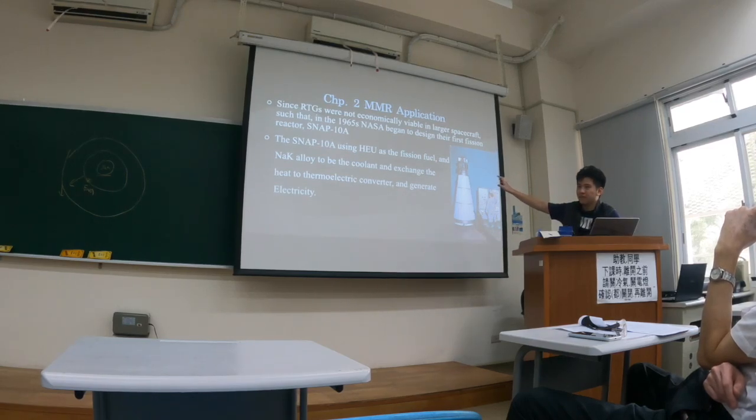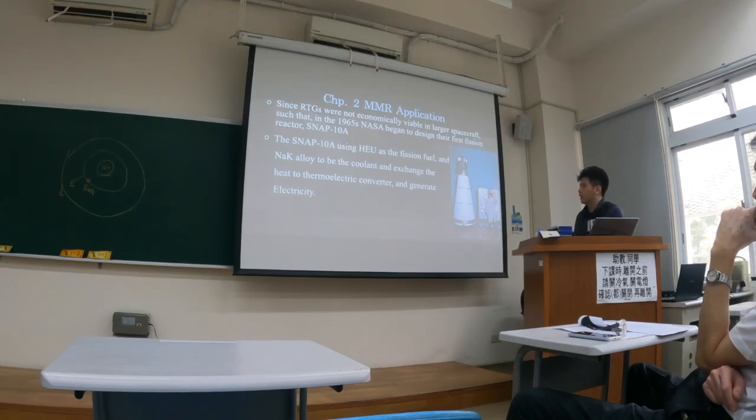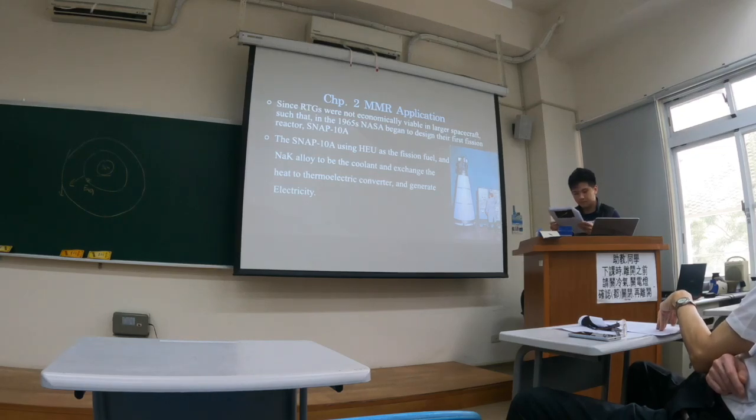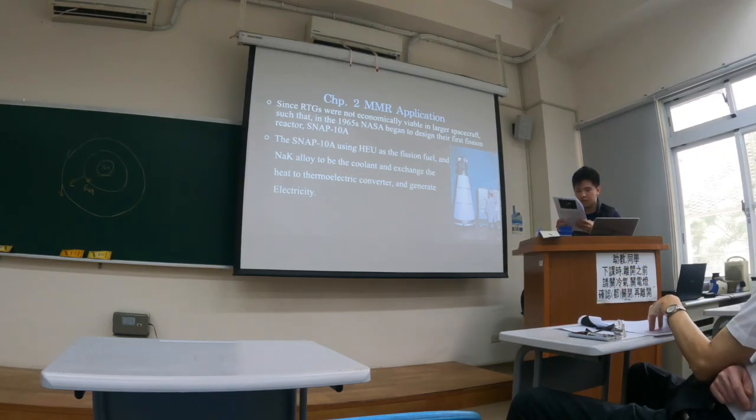This is a type of the SNAP project. This is called SNAP 10A. It's using highly enriched uranium as fission fuel, and NaK is used as the coolant. And it transfers the heat to the thermoelectric converter. We call it TC, and it generates the electricity for the other components. And this is about a human's height, and its weight is 400 kilograms. In page 3, you can see table 2.